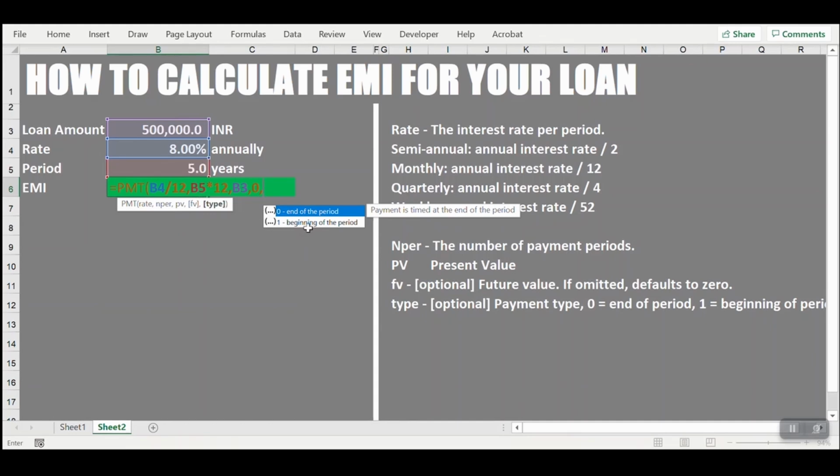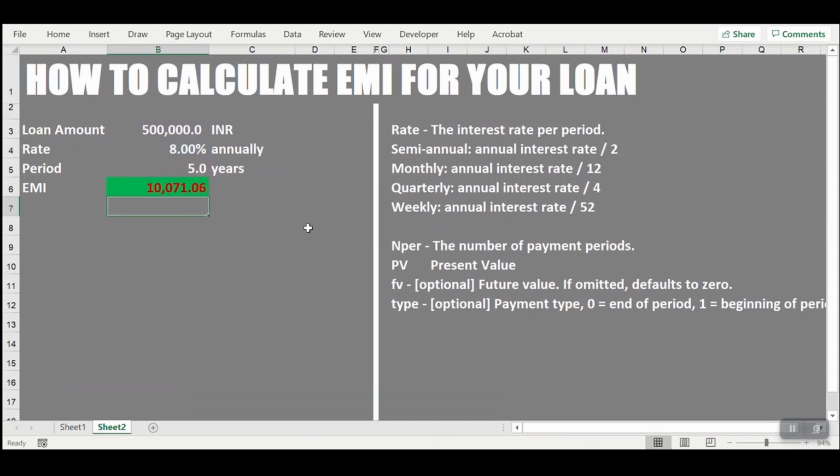And then the next thing is the type of loan. Mostly in India, the loan installment is charged at the start of the month, so I'll give this as 1. If it is end of the month in your case, then you can select 0. Then I'll close the bracket and press enter. So friends, as you can see, my EMI for this example is 10,071 INR. Let me just mention the currency.